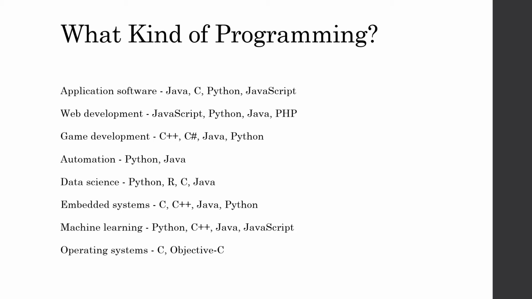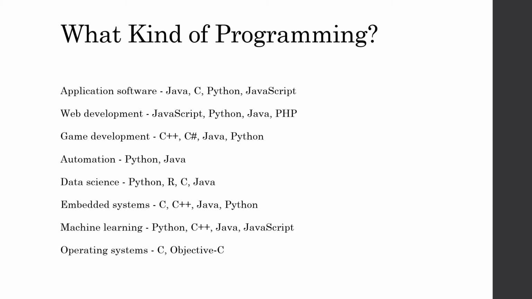With game development, you're looking for languages that are both fast and don't take up a lot of memory, because you're trying to compact so much data in a gaming application. So typically you're going to be using C++ and C#, but some alternatives include Java and Python.